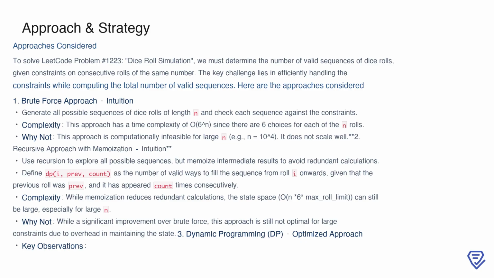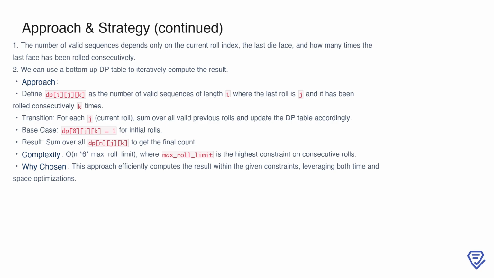Finally, we arrive at the dynamic programming approach, which builds on these ideas to optimize both time and space complexity. By leveraging key observations and structuring the problem appropriately, this method provides a scalable and efficient solution. The dynamic programming approach relies on breaking the problem into smaller subproblems. The number of valid sequences at any point depends only on 3 factors: the current roll index, the last die face rolled, and how many times that face has been rolled consecutively.